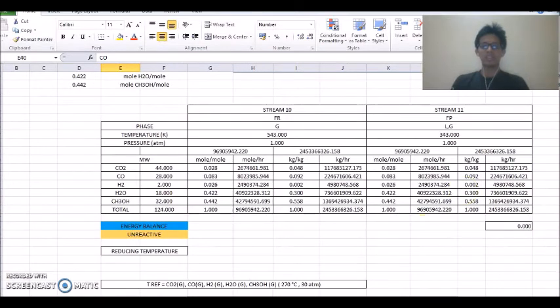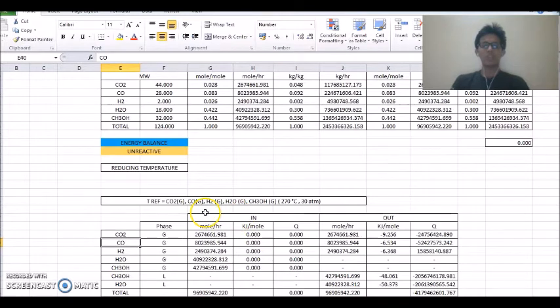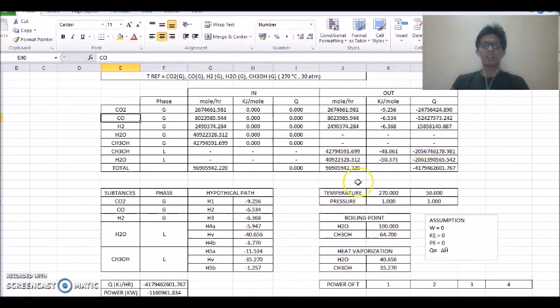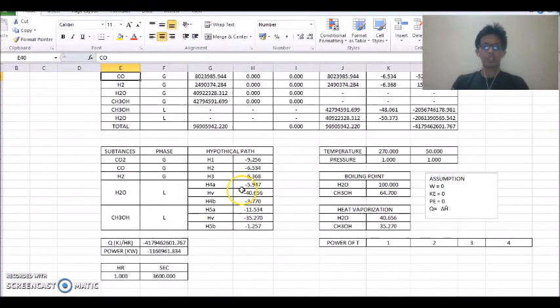For the energy balance, it is unreactive. So we use a reference point that comes from our inlet, which is CO2, CO, H2, H2O, CH3OH in the form of gas at 270 degrees Celsius and 30 atm. We assume that work is 0, kinetic energy is 0, potential energy is 0, and Q equals delta H. The boiling point of water is 100 degrees Celsius, and for methanol it is 64.70 degrees Celsius. For heat of vaporization, water is 40.656 kJ per mole, and methanol is 35.270 kJ per mole. We use the integral of C sub P dT to calculate the kilojoules per mole for the outlet energy. And this is our hypothetical path. The energy that we produce is exothermic.